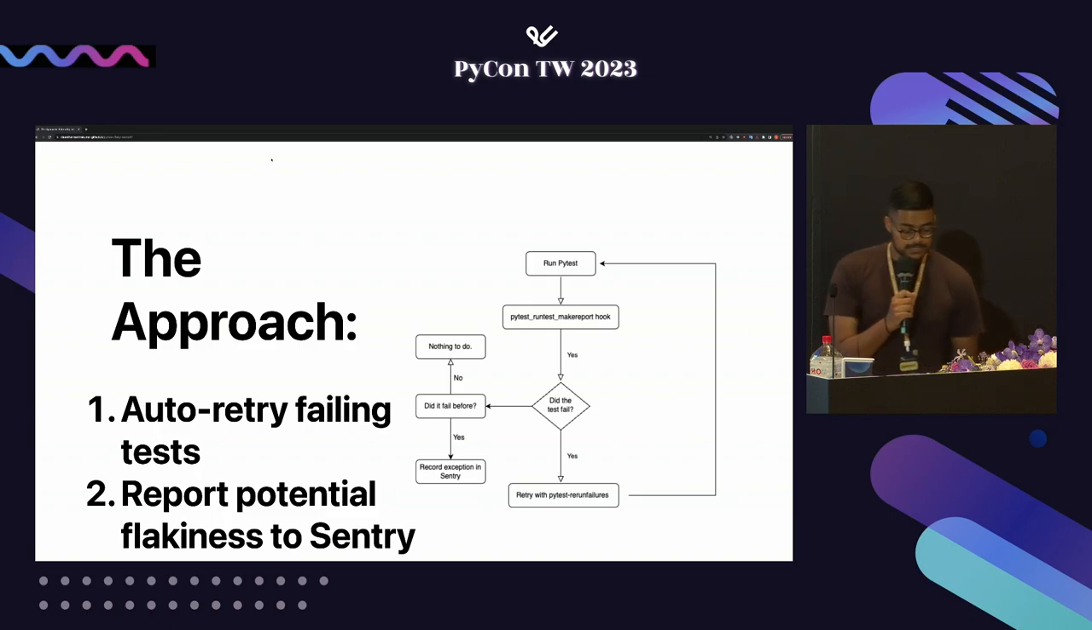The approach we use at Sentry is, when we're running the test suite using PyTest, we have this plugin that uses the pytest_runtest_makereport hook. And we check there: did the test fail? If yes, we're going to rerun the entire test suite. And on the next run, we check again. And if it passes, then we're going to say, oh, this is probably a flaky test. Because if it's passing on the retry and we didn't change any code, this is a flaky test. So we're going to report this to Sentry.